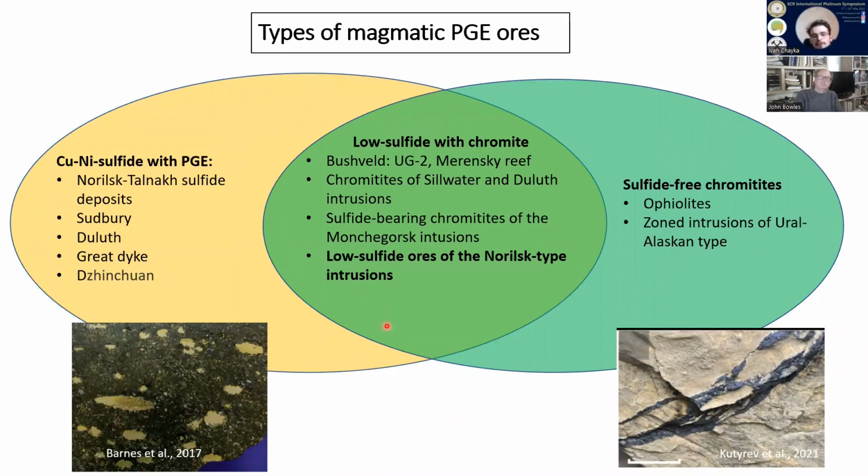A well-known example is the Merensky Reef in Bushveld, but such kind of ores also occur in Noril'sk-type intrusions, an example of which we're going to discuss today.